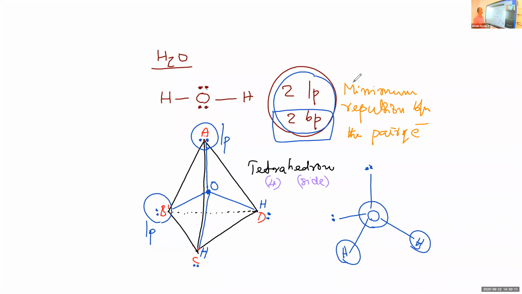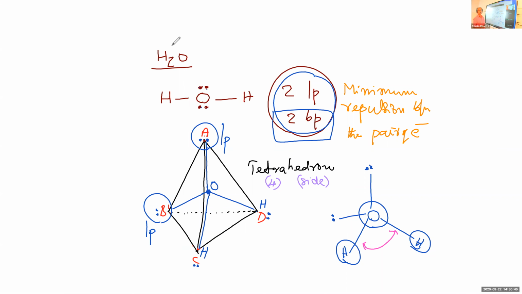So the shape will be V shape. Now it is here inverted V shape. So it is a bent molecule. If it is the structure, what should be the bond angle? The bond angle, this one. This is not the bond angle, here there is no bonding. This is the bond angle. Take the bond angle between these two oxygen hydrogen bonds.